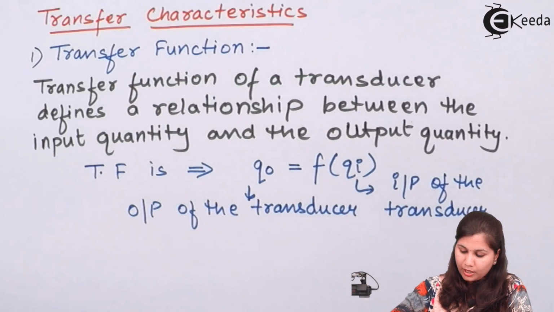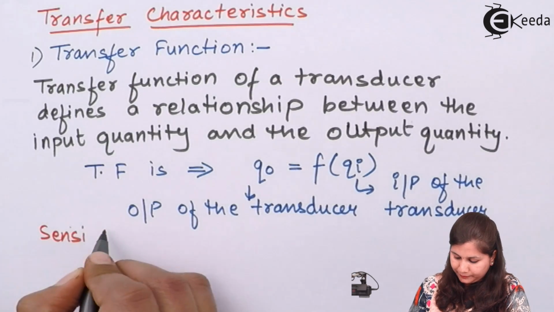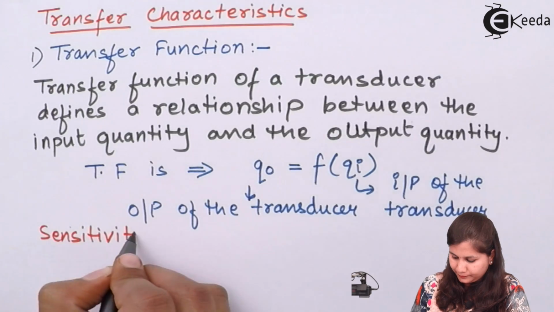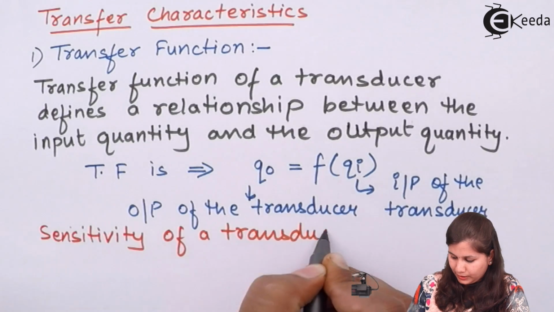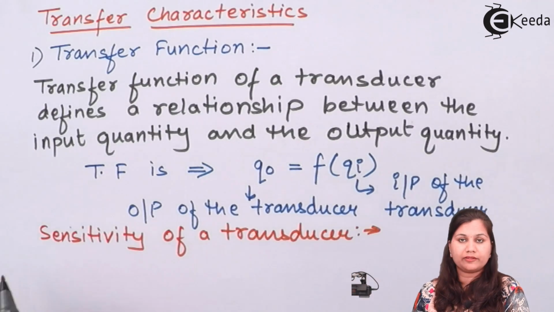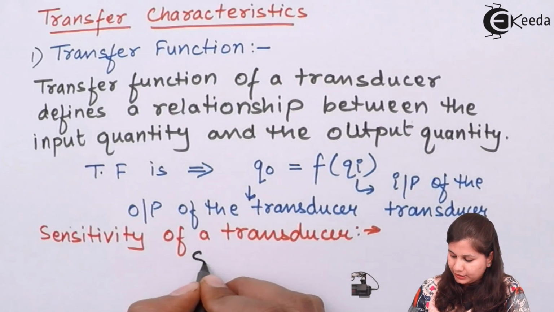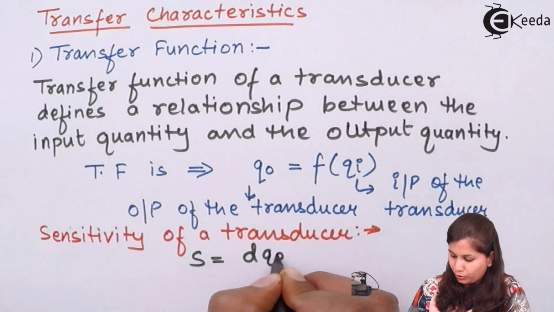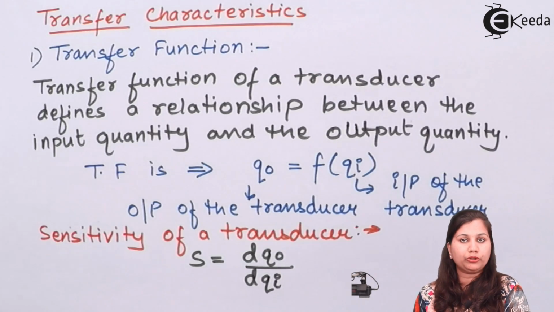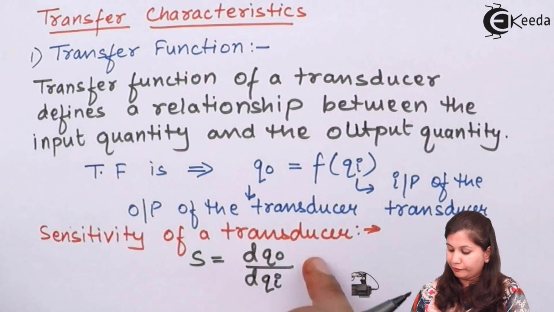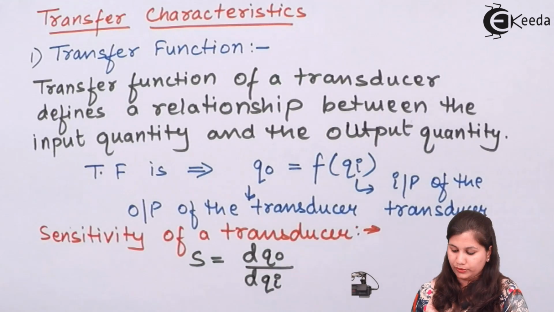Now if we define another term, which is called the sensitivity of a transducer, then sensitivity is defined as the differential coefficient. So its formula will be S equals dQ naught upon dQi. Q naught is the output, Qi is the input. When we take their differential coefficient, it is called the sensitivity of the transducer.